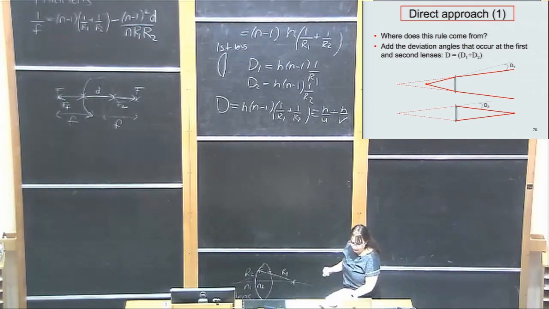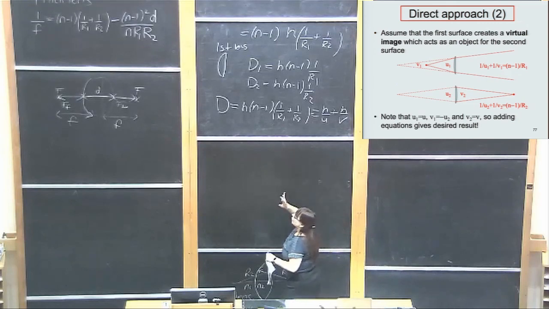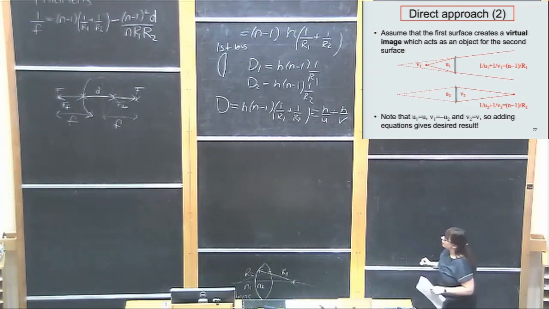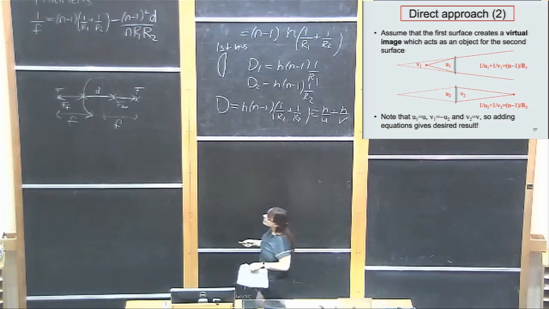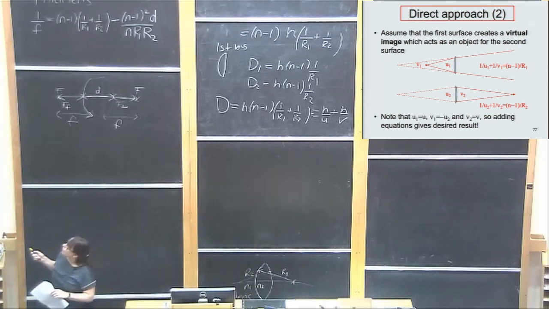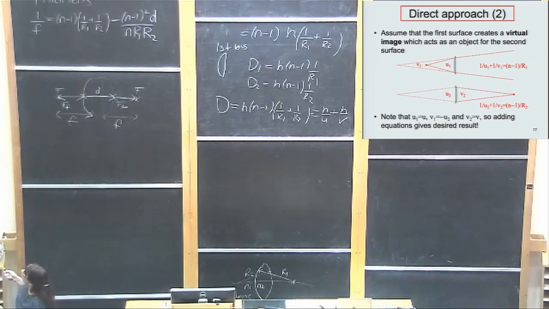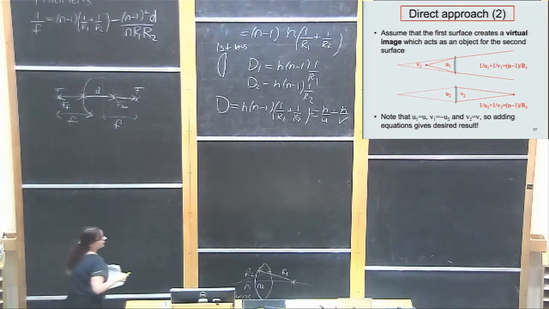So that's one way of thinking about it, just think about the deviation angles. The second way is maybe a little bit nicer mathematically at least, and maybe a nice way of thinking about it as well. And that is to think of it along the lines that what the first lens does is produce, as it's drawn here, a virtual image which then serves as the object for the second lens, right? So here's our original object. The light gets deviated a little bit, produces this virtual image here. This acts as an object to the second lens, and then over here we see the final image, okay?